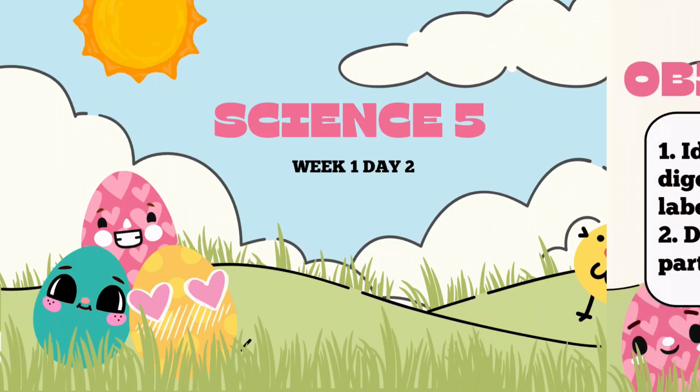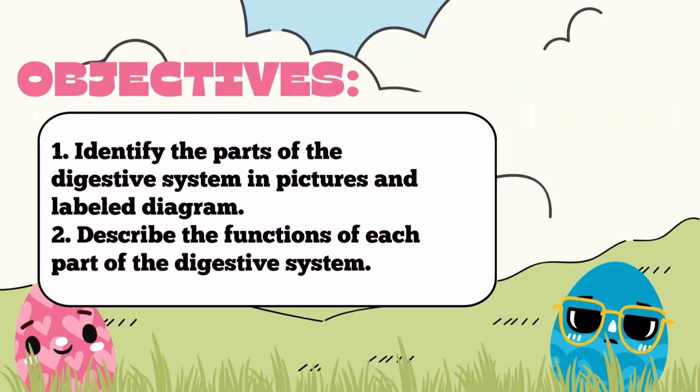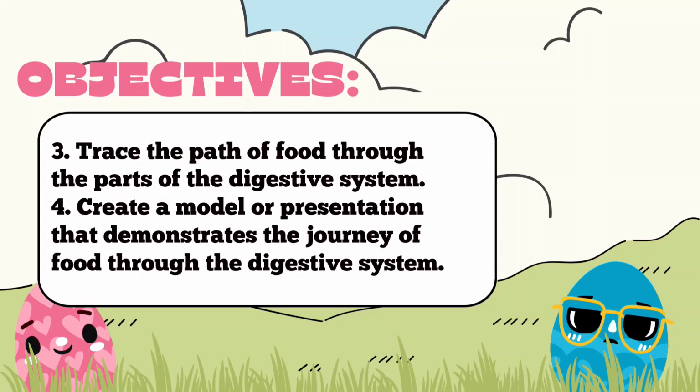Day 2. Objectives. Number 1. Identify the parts of the digestive system in pictures and labeled diagram. Number 2. Describe the functions of each part of the digestive system. Number 3. Trace the path of food through the parts of the digestive system. And number 4, create a model or presentation that demonstrates the journey of food through the digestive system.